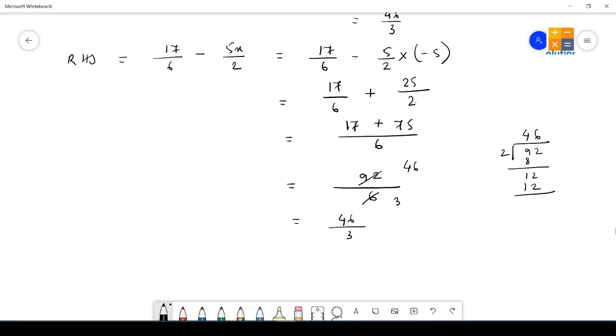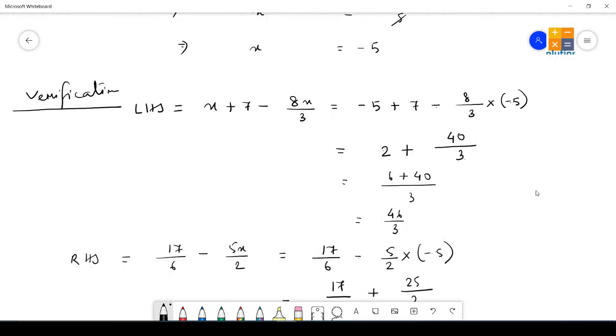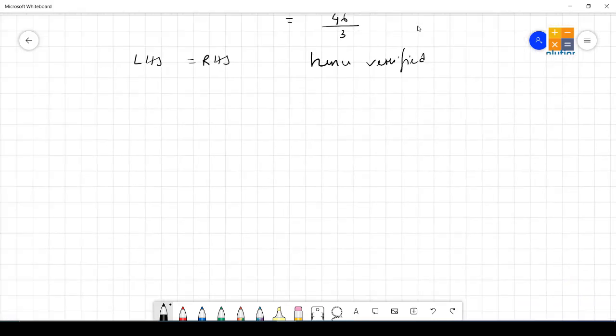So in both these two cases, it is very clear that LHS is equal to RHS, hence verified. Now what conclusion can be drawn here? We can conclude that x is equal to minus 5 is the required solution in this case. So this is the answer of question number 3.